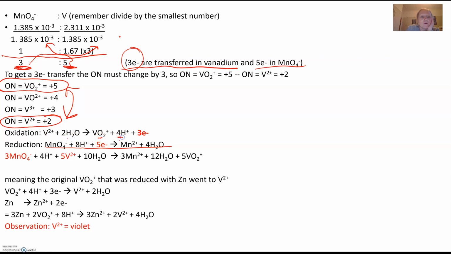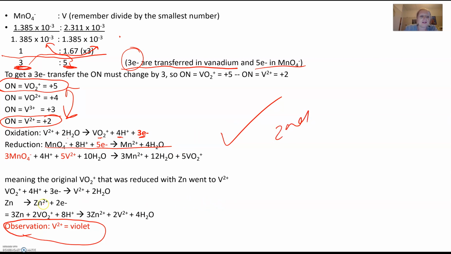You then add 4 H pluses, and then you've got to balance the charge. So 2 plus on the left-hand side, 5 plus on the right-hand side. So you add 3 electrons, and 3 electrons matches that. So we know we're correct. And so we've worked out what that violet coloured species was. It's V2 plus. So just remember, this was actually the second part of the question.